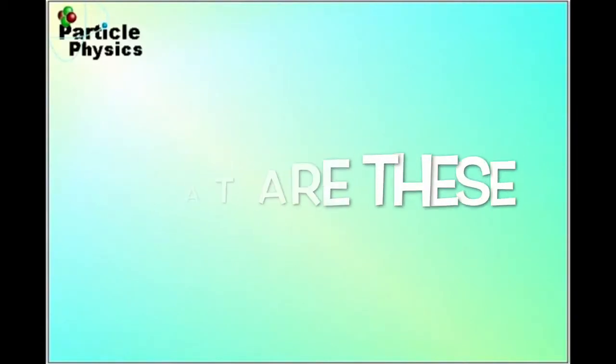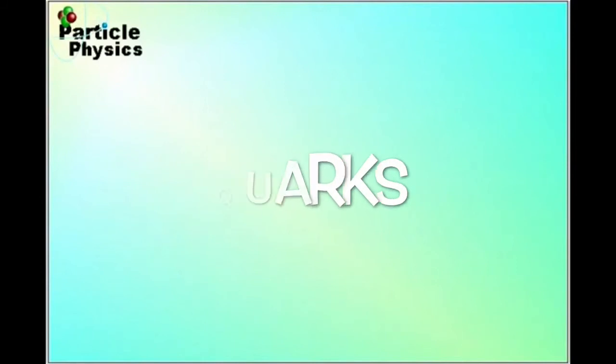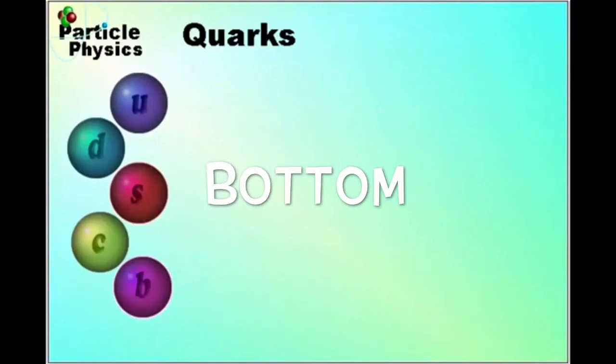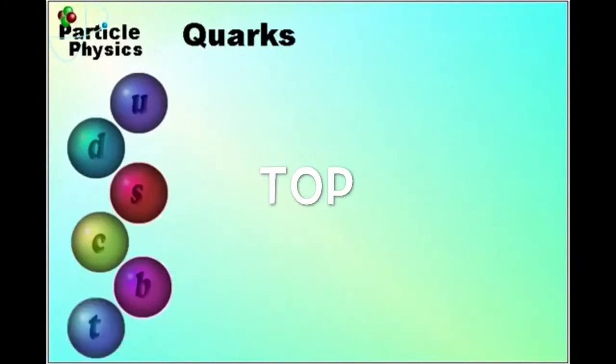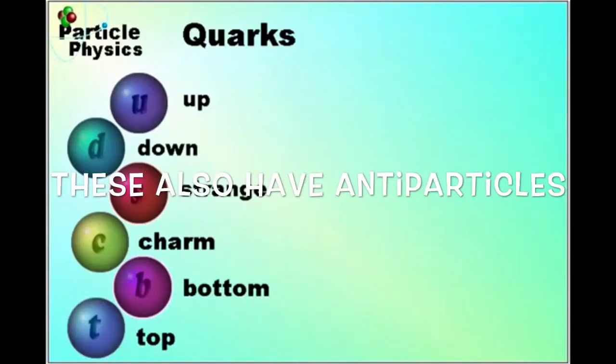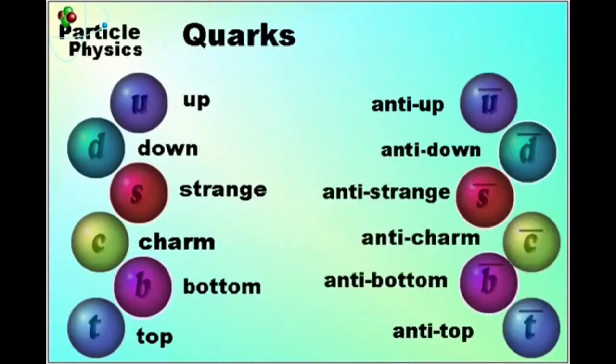Okay, so what are these quarks? Well, there are 6 of them. Up, down, strange, charm, bottom, sometimes called beauty, and top. The model also predicts antiparticles to these particles. These are the same mass as the particle, but their properties get reversed, as we'll see later.